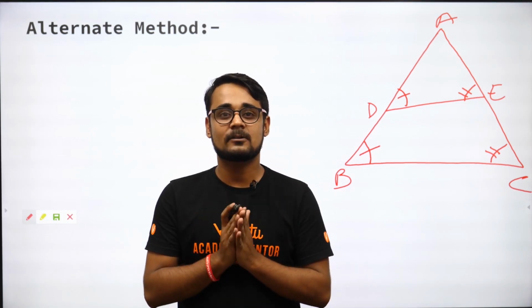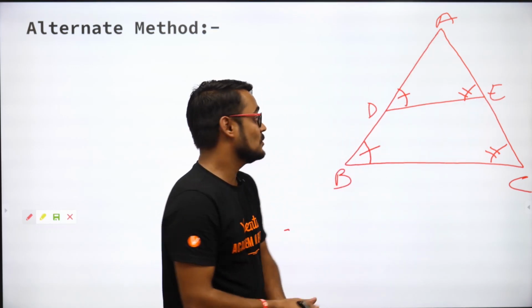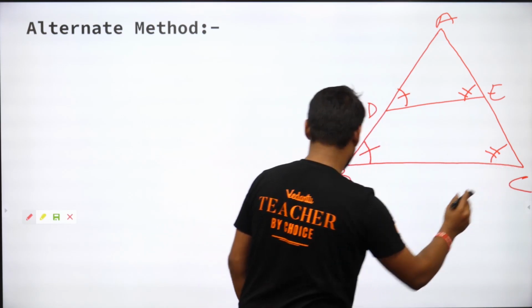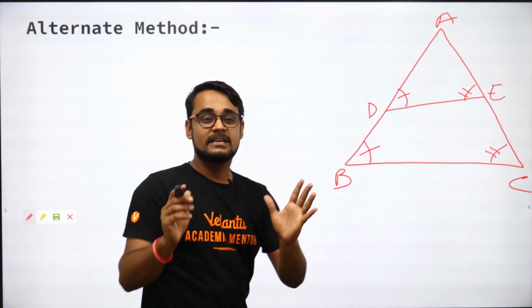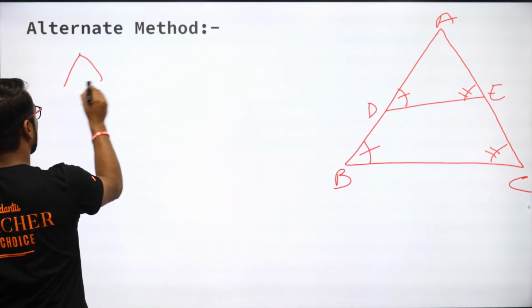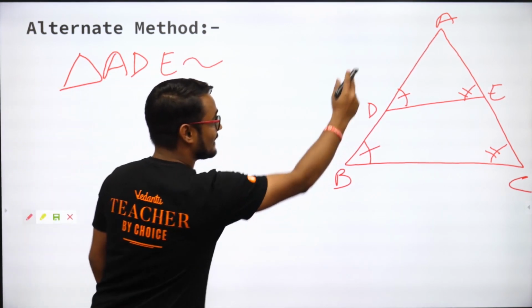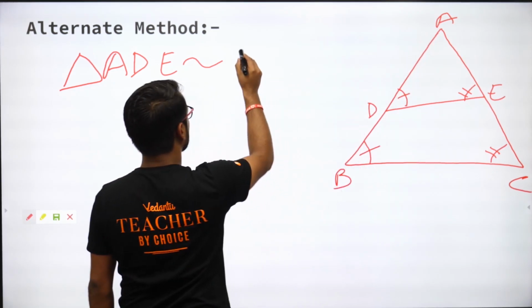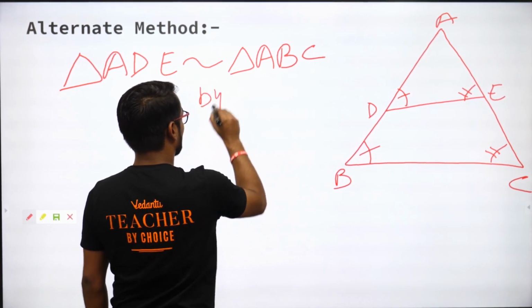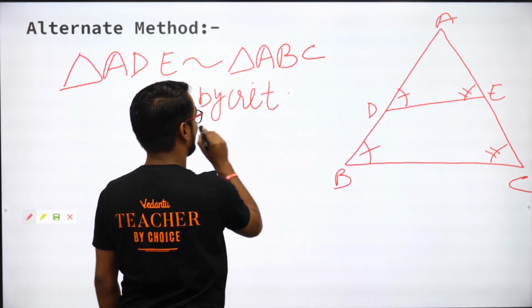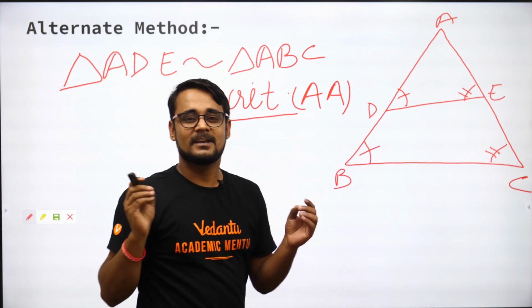So from here, what do we conclude? Triangle ADE will be similar to triangle ABC. और वो कैसे similar होगा? Because of the angles. So these two triangles, I am going to write it. Triangle ADE will be similar to triangle ABC by angle criterion. So you would have understood it till now. By angle, A criterion. That is one of the easiest criteria.